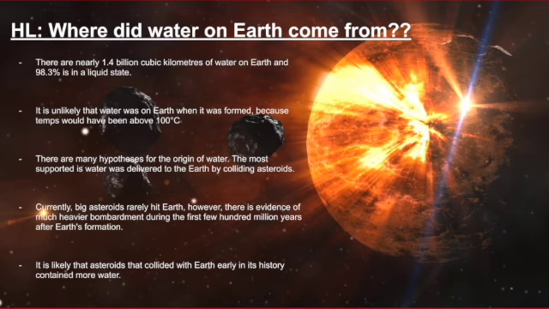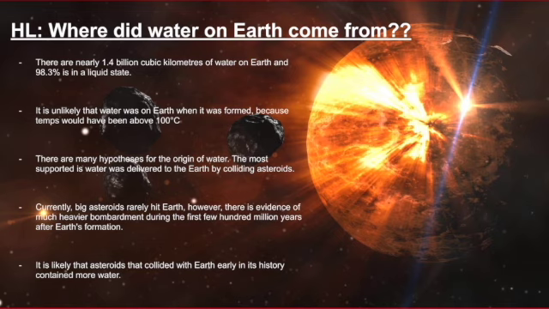It is unlikely that water was on Earth when it was formed, because it was way too hot for that, and since water has a boiling point of 100 Celsius, it would have all boiled away. There are so many hypotheses for the origin of water, but one of the most supported ones, and the one that you should know about in the IB, is that it is delivered to the Earth by colliding asteroids.